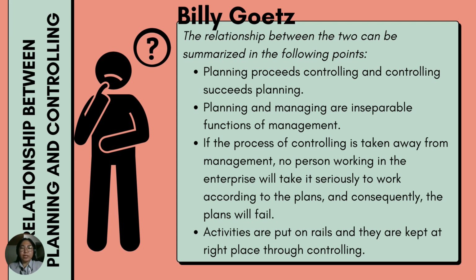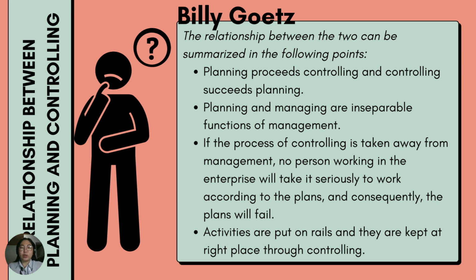The first one is that planning precedes controlling and controlling succeeds planning. Planning and controlling are inseparable functions of management. Planning can be successful only in the presence of controlling, meaning that if control is not present, it is useless to have a plan. If the process of controlling is taken away from the organization, no person working in the enterprise will take seriously the need to work according to the plans, and consequently the plans will fail. Activities are put on rails and kept in the right place through this controlling relationship.